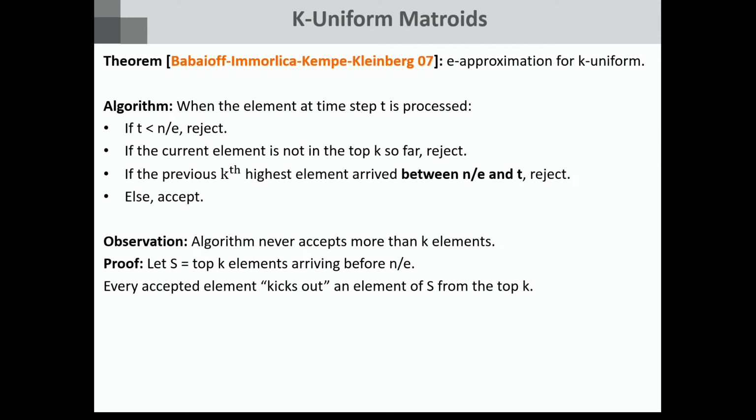Okay. So the first observation is that the algorithm will never accept more than K elements. Why is this? Let S be the top K elements that arrive before the cutoff, n over e. Now we can see that every element we accept kicks out one of these elements from being in the top K. So every time we accept something, we can map it uniquely to an element in S. And so this means that we can never accept more than K elements, because we only had K elements in S to start with. So there's a charging argument that says we don't accept more than K.